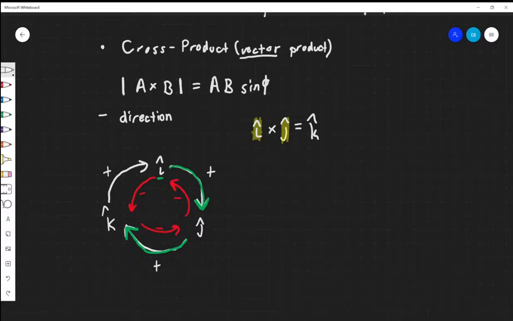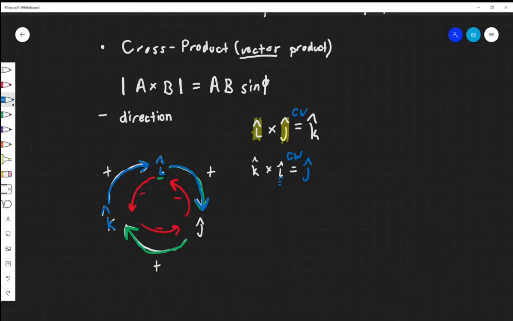Let's see another one, how that works. So if I want to know K hat cross I hat, I'm going to start at the first vector, K hat, and follow this little arrow. If I follow that arrow, I get to I hat, which is the second vector that I want. And if I keep following this direction, the last vector I end up with is J hat. So in the first one, I'm going clockwise. Second one, I'm going clockwise.